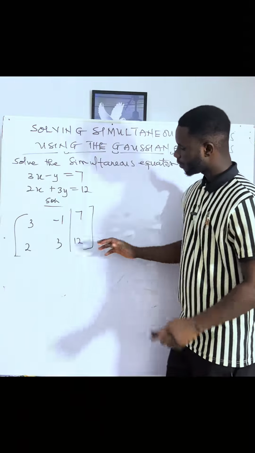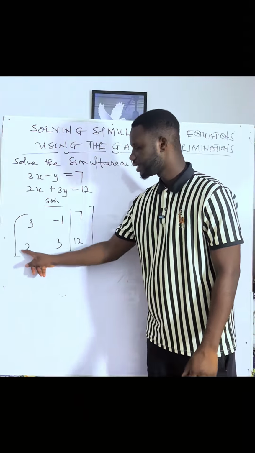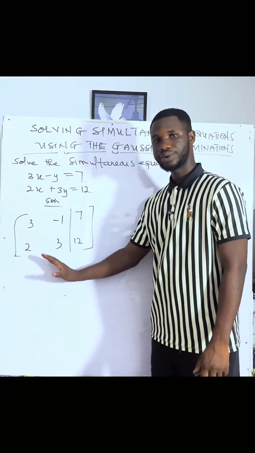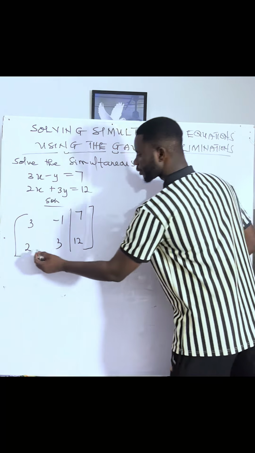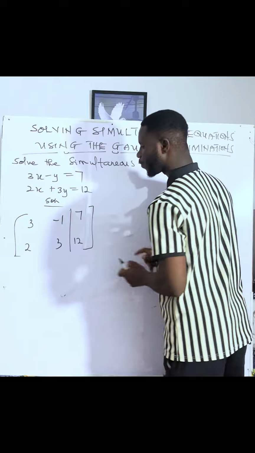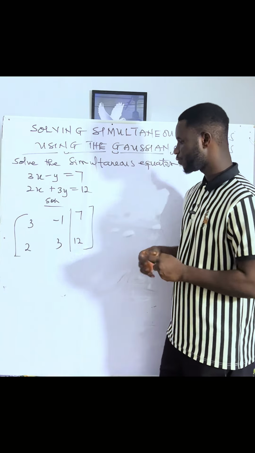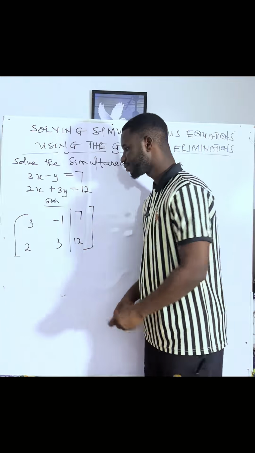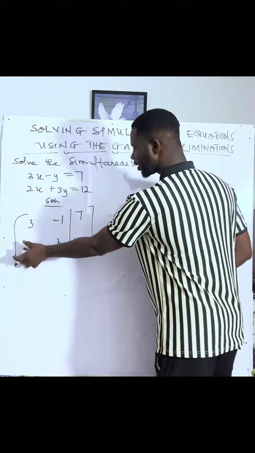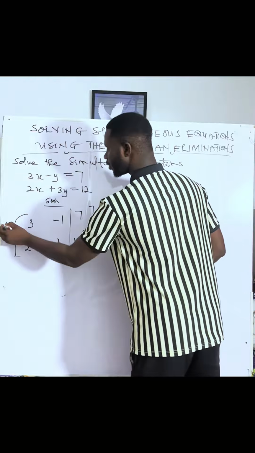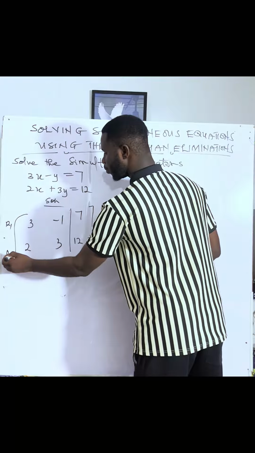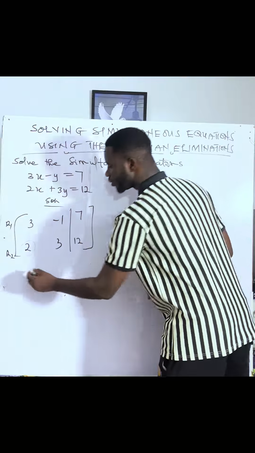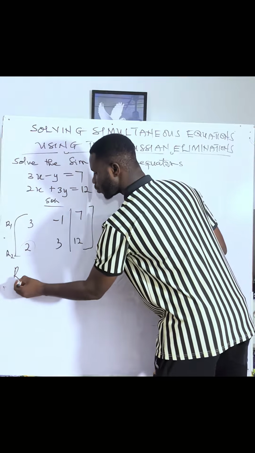Now we have to make this place to be 0. We have to make sure this place is 0. So this is what you are going to do. You are going to form your own formula that will make this place to be 0. So this is my row 1 and this is my row 2. So to make this place to be 0, let's see what you can do. It is on row 2.